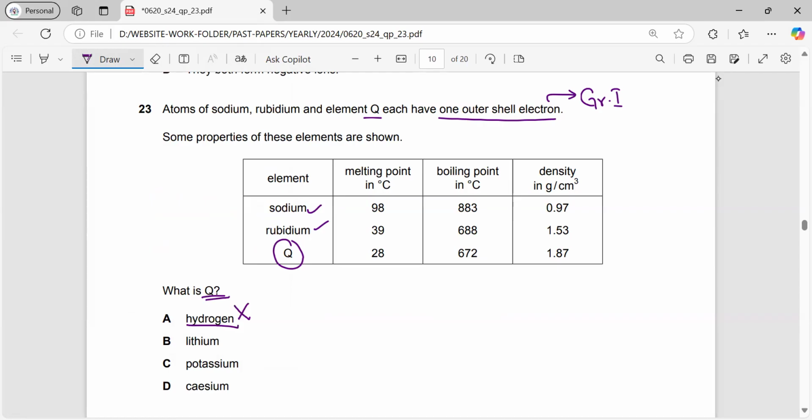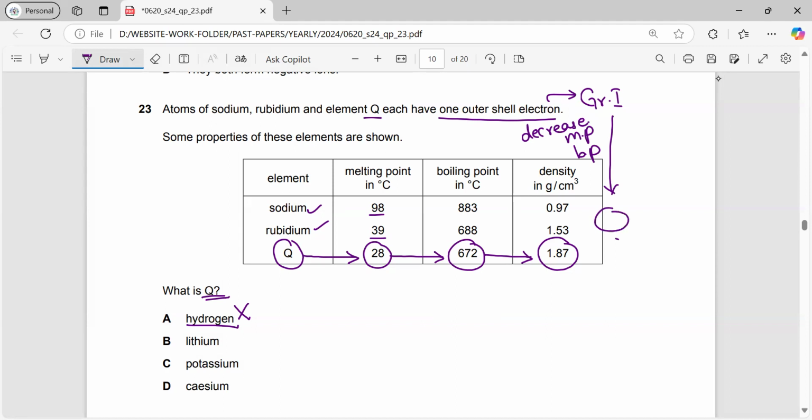So the melting point is decreasing, 98, 39, and 28. So element Q has the lowest melting point. And the boiling point is also lower than the rest of the two. And the density is more. In group 1, we know that melting and boiling point decreases as we go down, because they become softer and softer as we go down.